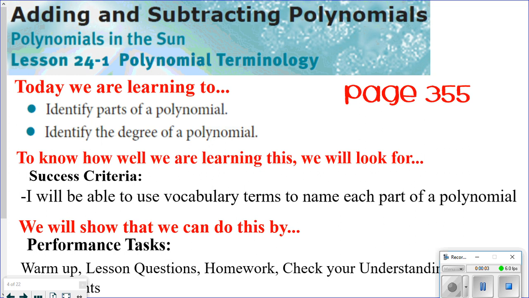Open your books to page 355. We are starting in Activity 24, and it's called adding and subtracting polynomials. So Lesson 24.1 is all about the terminology. We're going to have a lot of vocab, which is why I posted a note sheet. The first learning target is identify parts of a polynomial and identify the degree of a polynomial.